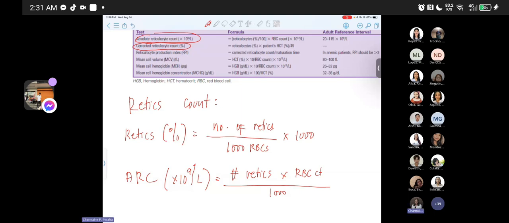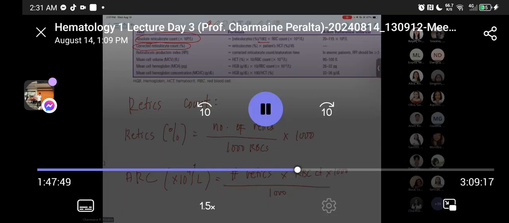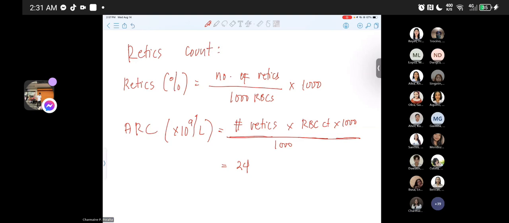Magkaiba kami nito ni Book. Wait lang ha, gagawa ako ng sample. Ang na-count na retics sa smear ay 24. Ang RBC count is 4.0 times 1,000 divided by 1,000. So 24 times 4.0 times 1,000 divided by 1,000. 96. I-apply natin yung isang formula.